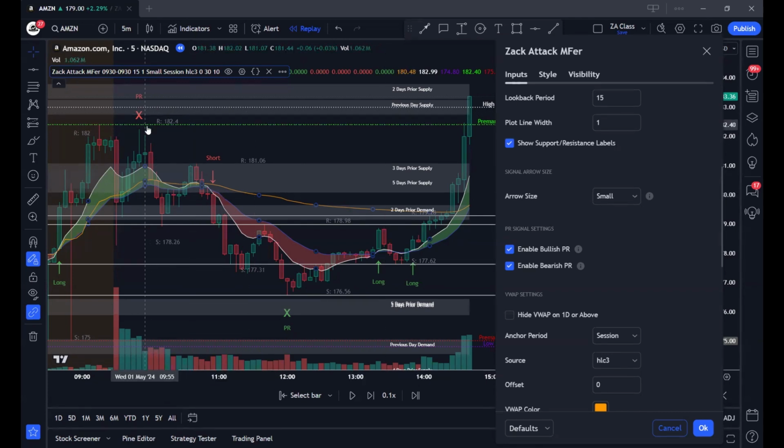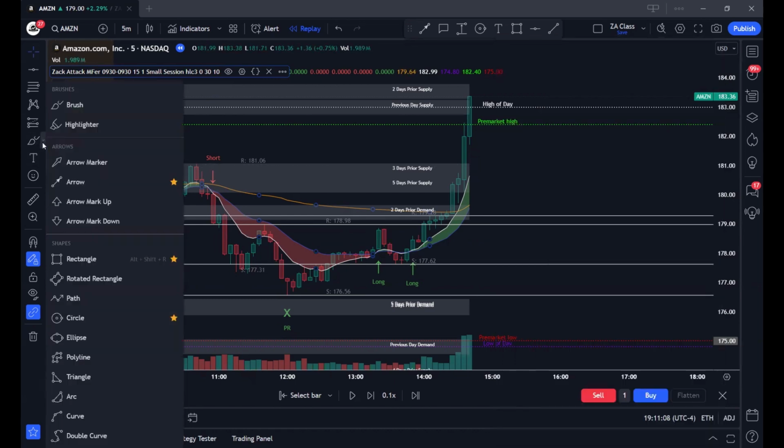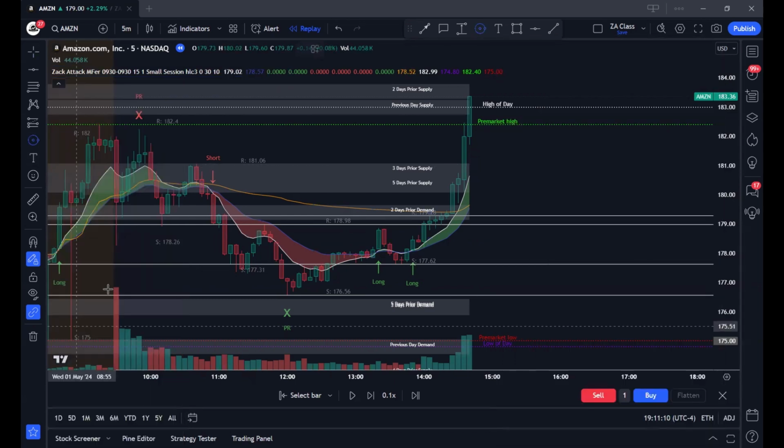The PR signals don't use EMAs in any capacity. They look to catch that reversal just based on price, volume, and trend exhaustion, right? So it's looking to catch it right away. And what's helpful, if we look at, for example, here on Amazon, we were able to catch this PR here right at the top, right?